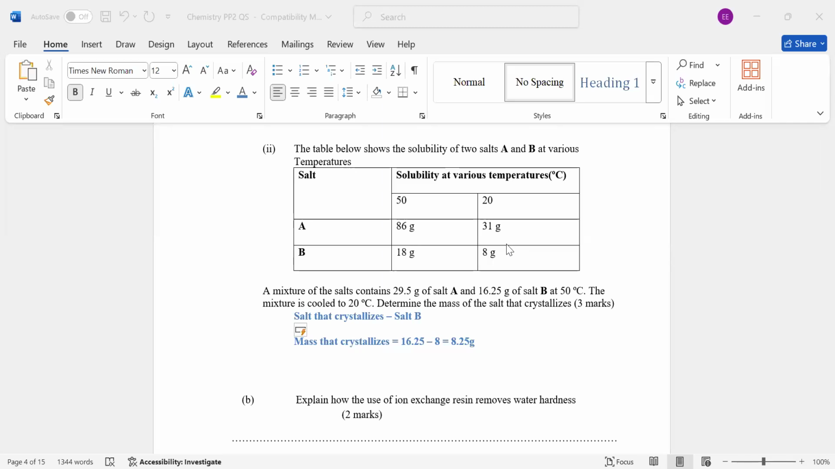So after you've analyzed that, just look at it as simple as such. Next, we look at what you've been given in the question. Like in this case, you've been given 29.5 of salt A.